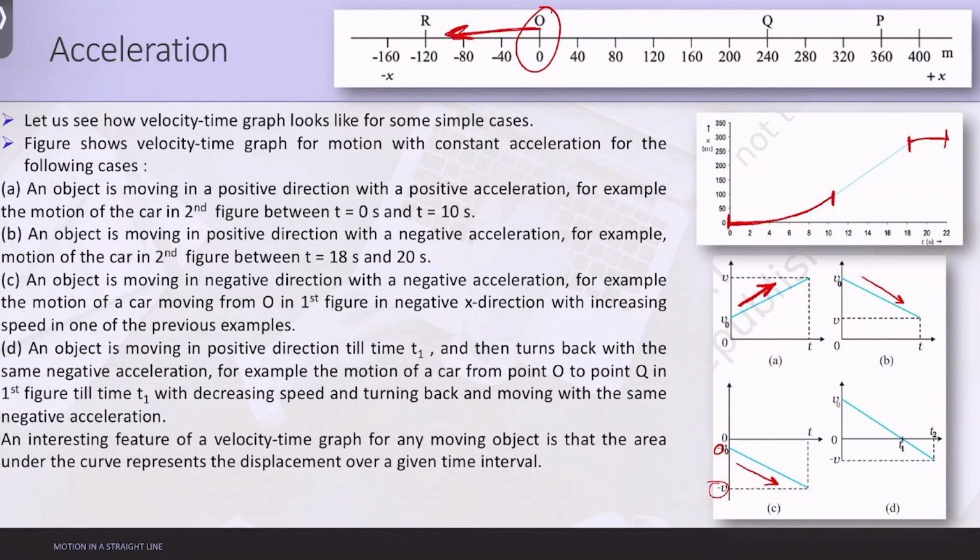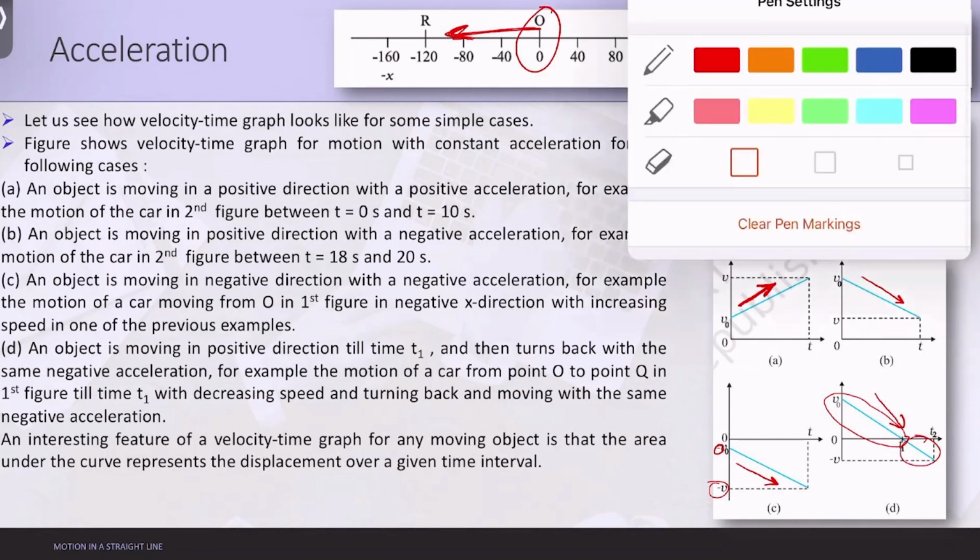In D point, an object is moving in positive direction till time t1, and then turns back with the same negative acceleration. Because the slope is same, the acceleration would be same, negative only. Because it is turning back, the velocity is changed from positive to negative. What is the example for this? The example for this can be understood as follows.